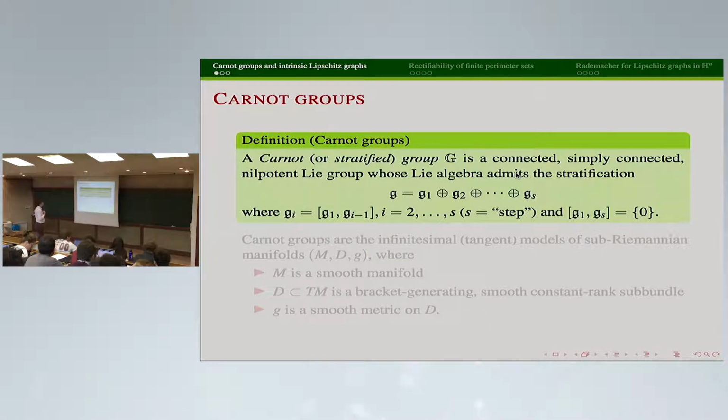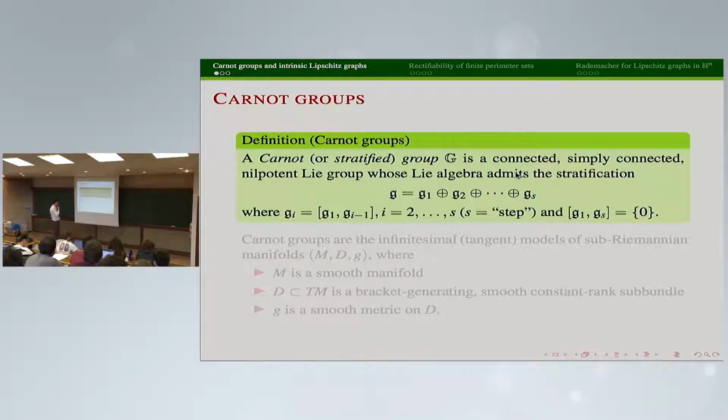So let me start with the definition of Carnot group. Of course, this audience is very well educated on the subject, so probably it's unnecessary to spend time on it. A Carnot or stratified group is a Lie group which is connected, simply connected, and nilpotent. This means, of course, that it's diffeomorphic to R^n.